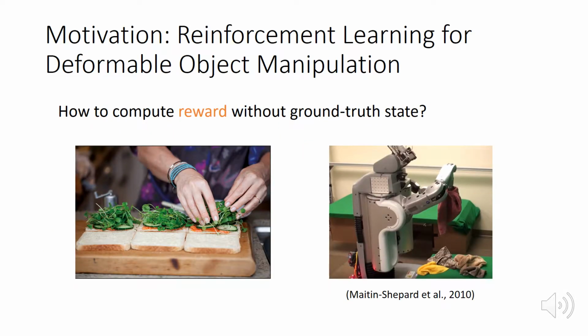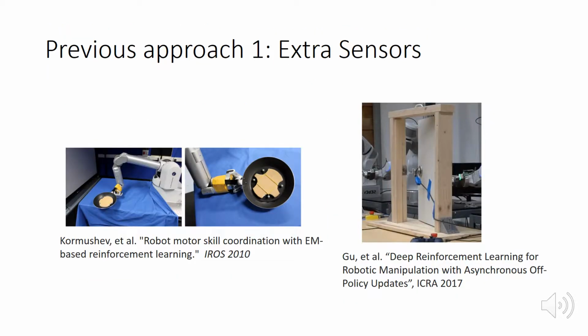Reinforcement learning requires rewards to determine if the robot has made progress towards the goal. However, the rewards are often defined in ground truth state space, which is not directly available, especially when manipulating deformable objects, such as preparing food or folding laundry. Many previous approaches try to get around this problem.